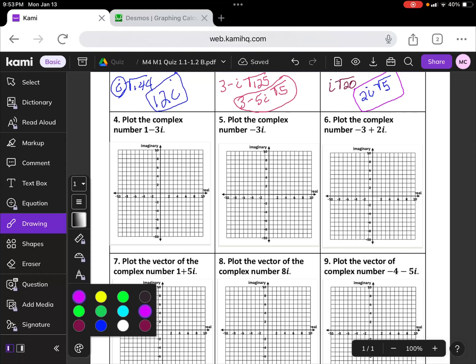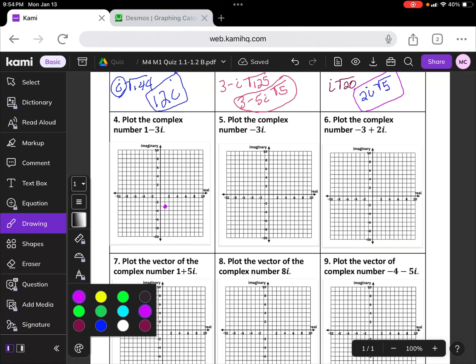So we would go over to our 1 on our real axis, and we would go down because it's negative 3i to the 3, and there would be your point. Hold on, my pen went out. There we go. And there would be your point right there.